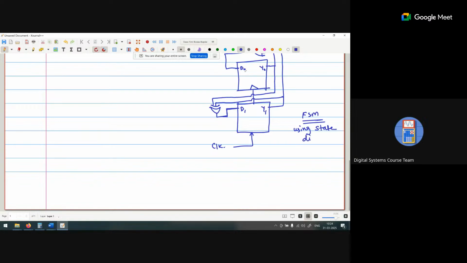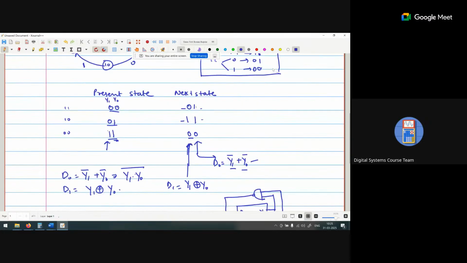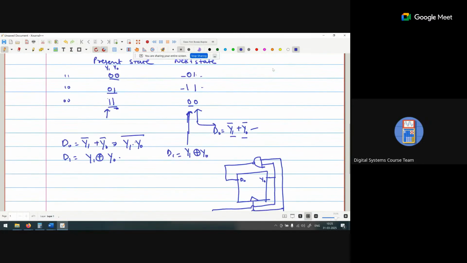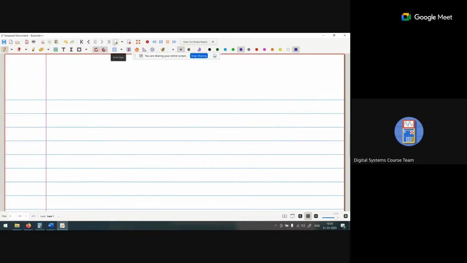Using a state diagram, we can directly draw the FSM. There's a need for an excitation and transition table. The need for the excitation and transition table is that... wait a minute, I'll just explain this thing also.